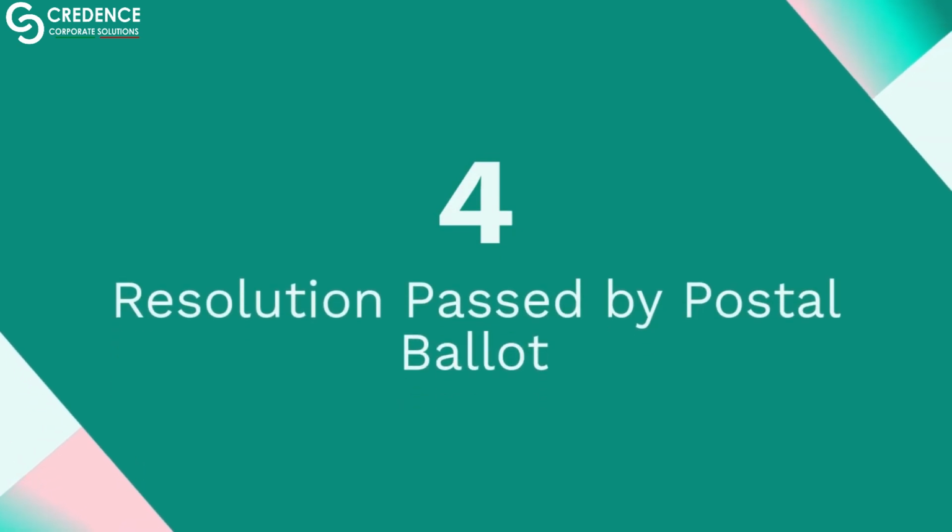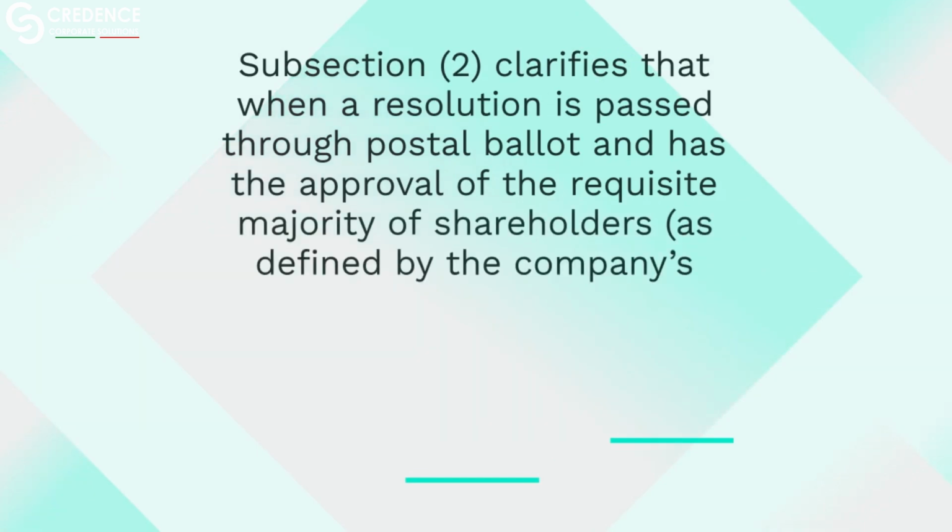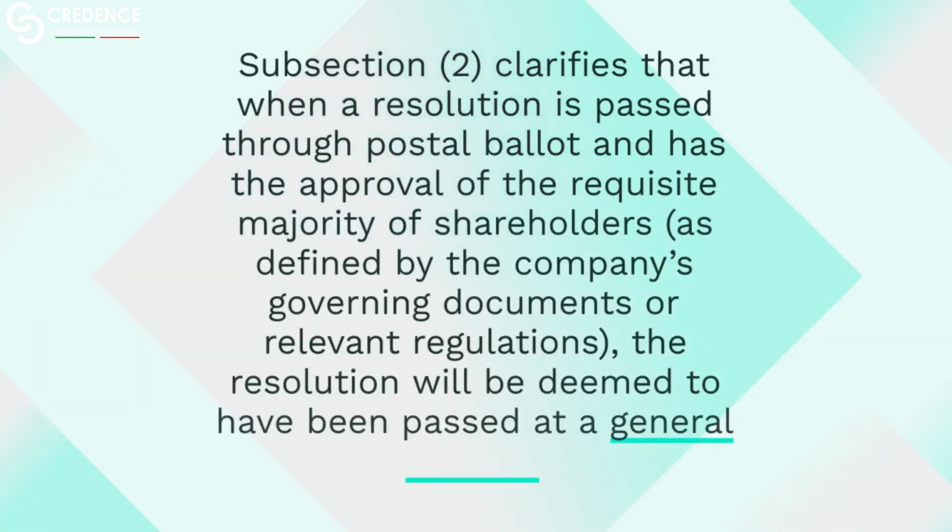4. Resolution passed by postal ballot. Subsection 2 clarifies that when a resolution is passed through postal ballot and has the approval of the requisite majority of shareholders, as defined by the company's governing documents or relevant regulations, the resolution will be deemed to have been passed at a general meeting.